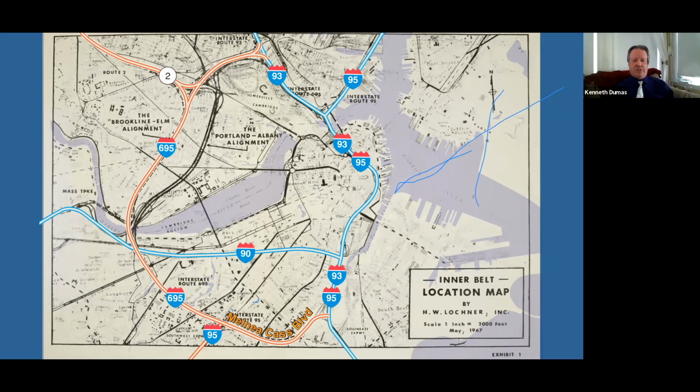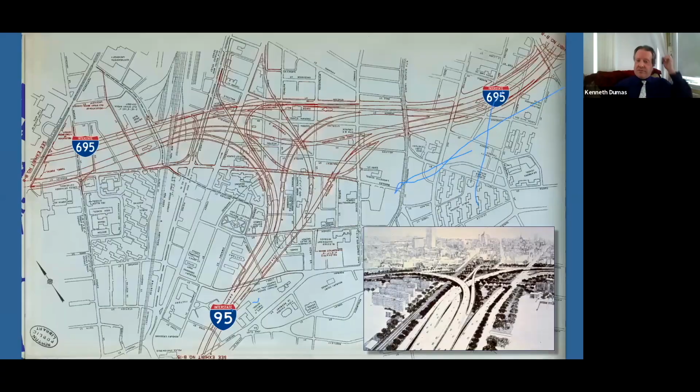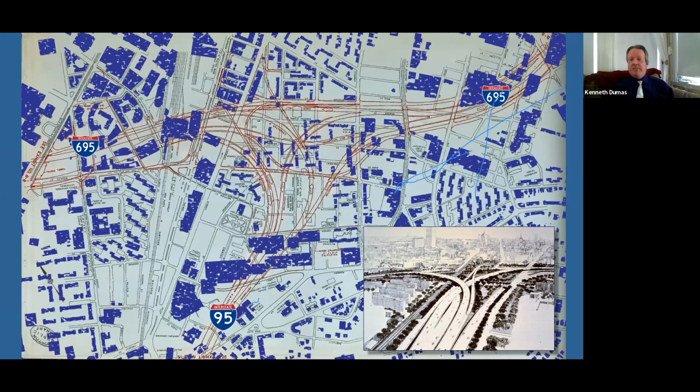And the real bone of contention came with this interchange right here, which is where 95 was going to meet the Inner Belt, as it was called, which was going to become Interstate 695. Now, if we look at this rendering here, in the lower right-hand corner, you can see what this would have looked like from space. And the rest of the main diagram is very misleading because it gives the impression that there are no buildings where the highway was going to go. In fact, the only buildings shown on this are some historic buildings and all of the public housing. But as you can see, there were lots of buildings here, and this was going to be a very destructive project.